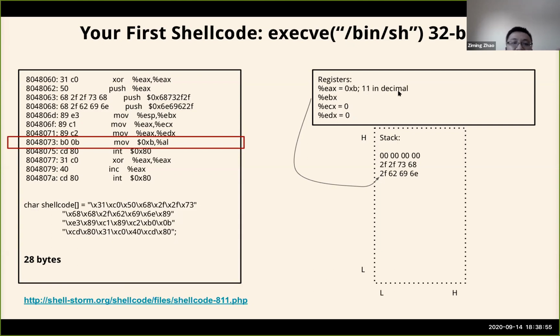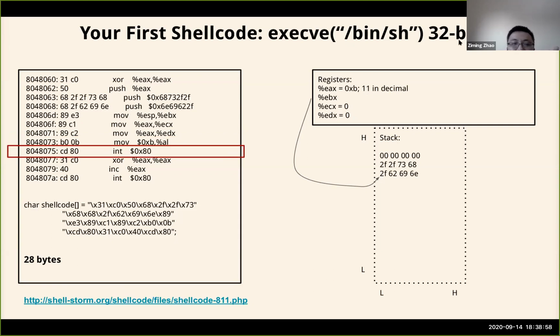So after this, in 32-bit version, we do this int 80. In 64-bit version, you will see later, we use a different instruction. And also in 64-bit version, the system call numbers are totally different. 11 is not execve anymore. 1 is not, 0 is not exit anymore. Yeah. So here, we will do int 80.